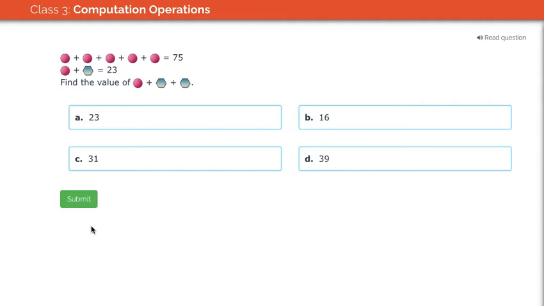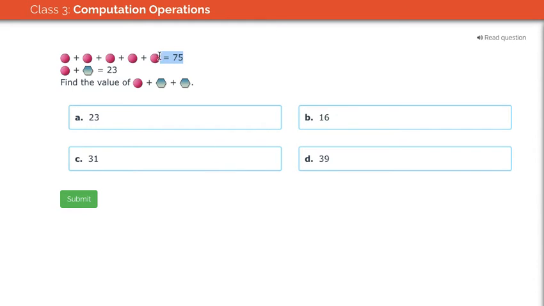Cool. Find the value of this plus this plus this. Let's see. This plus this plus this plus this plus this equals 75. So there are 5 circles. So 5 into what is equal to 75 will be the answer. The answer will be 15.